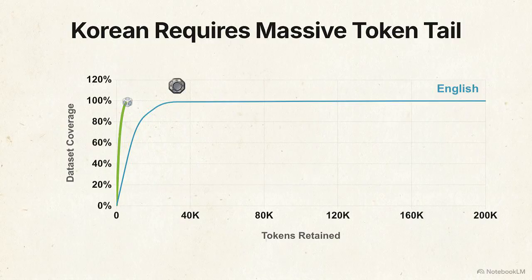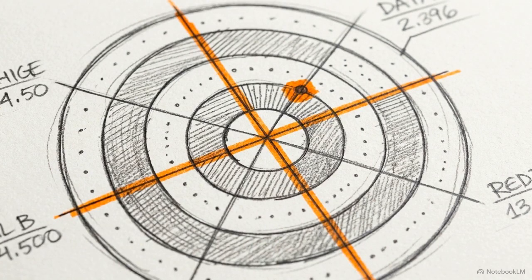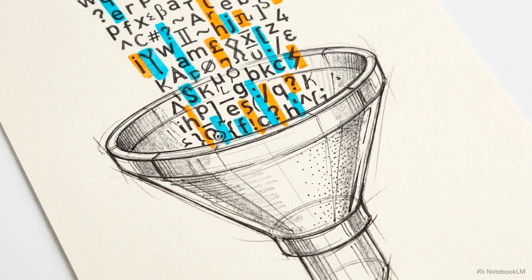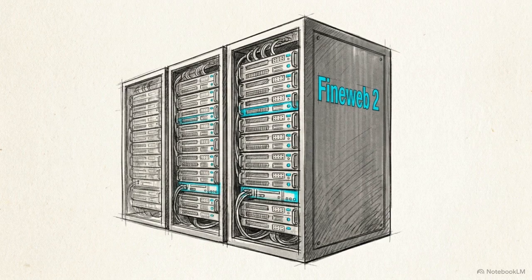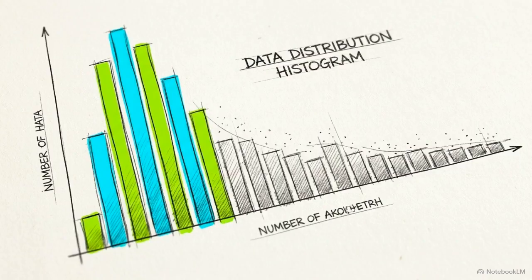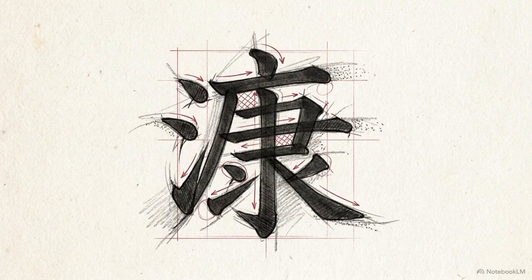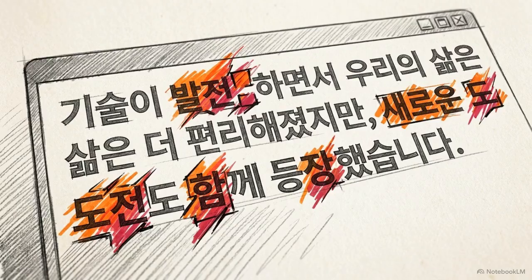Overlaying the Korean curve changes the math. It hits 99% early, but capturing the final 1% requires an additional 140,000 tokens. To map these curves accurately, engineers parse text through the model using datasets like FineWeb 2, measuring which tokens appear most frequently. The size of the trimmed vocabulary must be calibrated to the orthographic complexity of the target language. Cutting too deeply into the long tail of a complex alphabet destroys linguistic nuance.